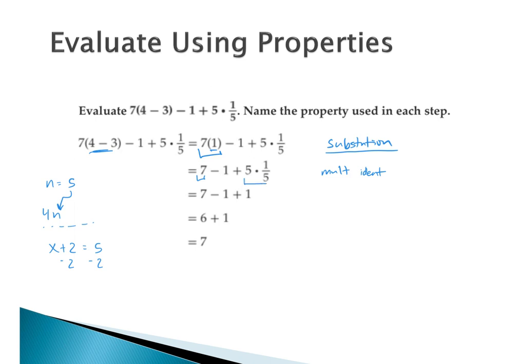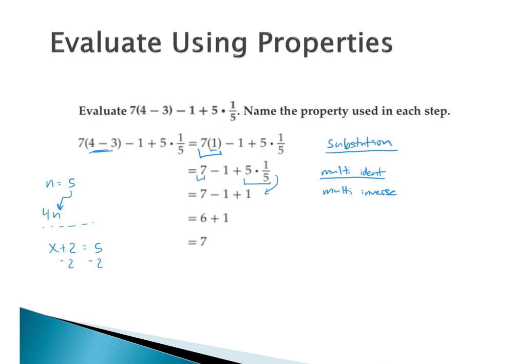Next, when I multiply over here, because order of operations says I have to multiply, I go to the next step. Well, 5 times 1/5, the answer is 1. So whenever the answer is 1, that's going to be the multiplicative inverse, because the answer is 1.